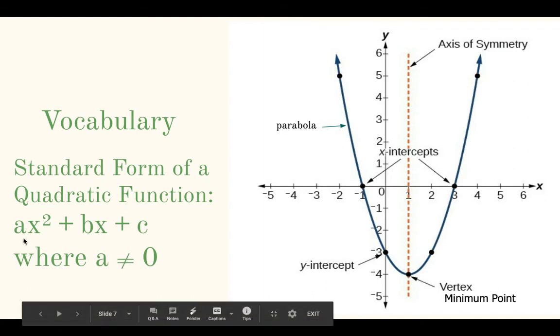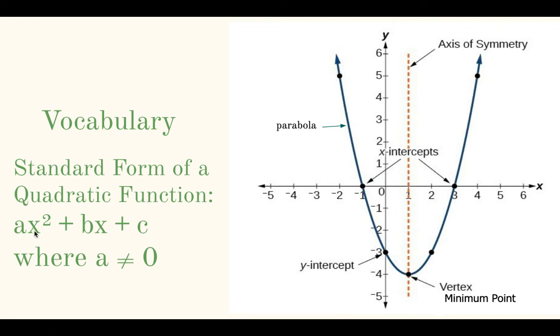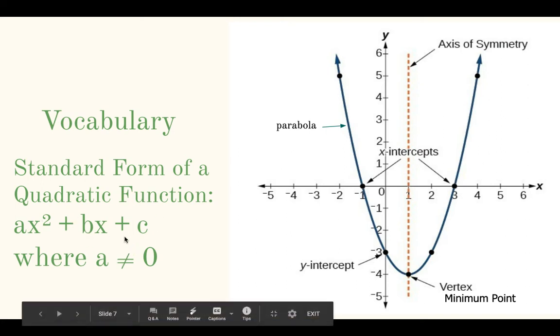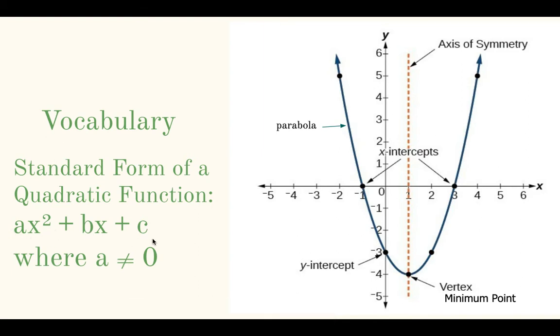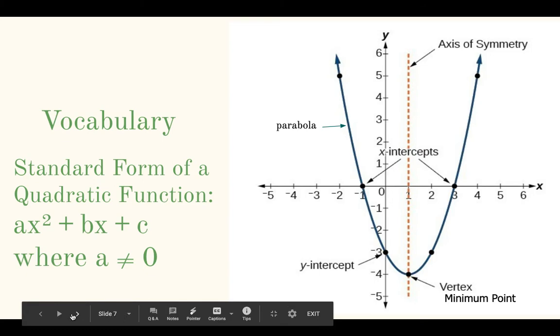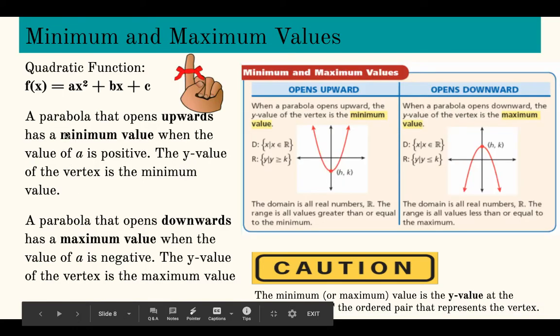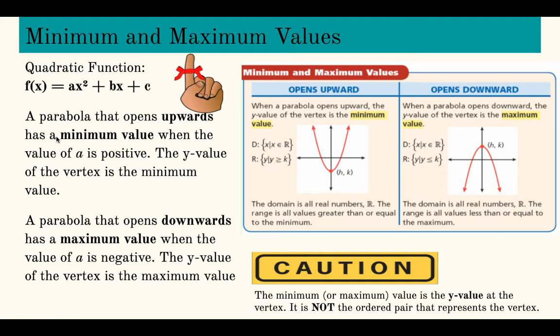Standard form of a quadratic function is ax squared plus bx plus c, where a is not equal to 0, because if a was equal to 0, this would be linear. It wouldn't be quadratic. a, b, and c are the numbers that are placed. a is the number in front of x squared, b is the number in front of x, and c is the constant. We're going to talk about a quadratic function using function notation: f of x is equal to ax squared plus bx plus c.